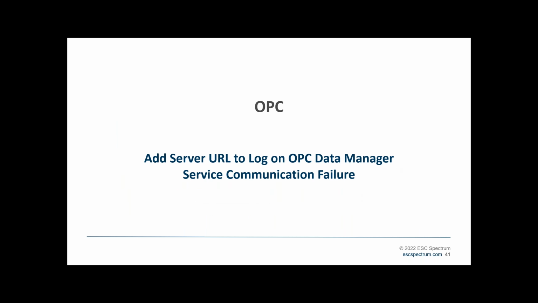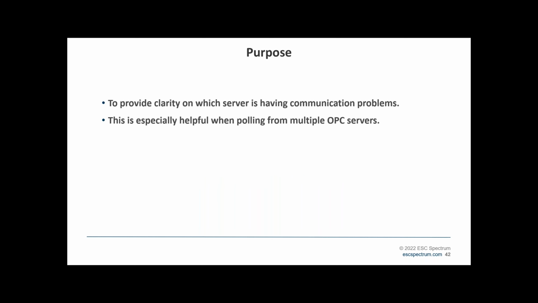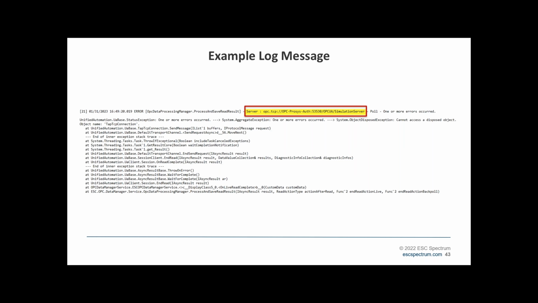OPC, add server URL to the log when there is an OPC Data Manager Service communication failure. This covers the specific case where a communication failure occurs, but the session is still active, so you're not in a fully disconnected state yet. Here's an example log message.